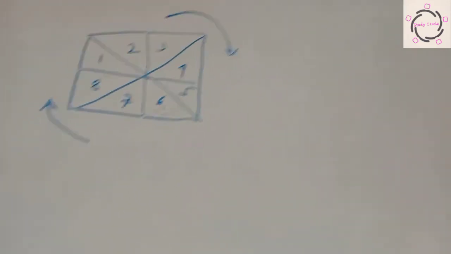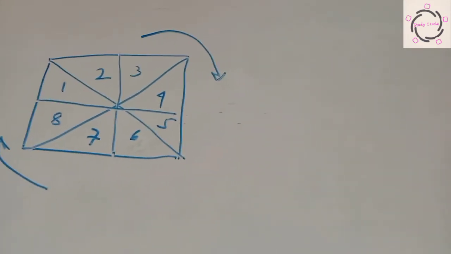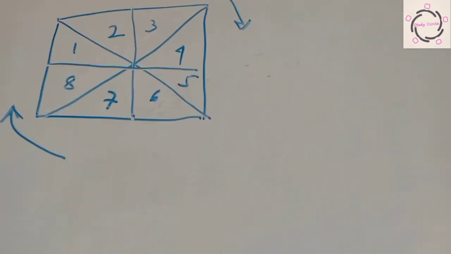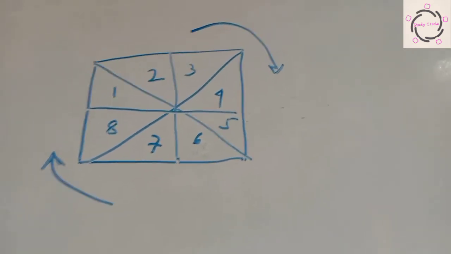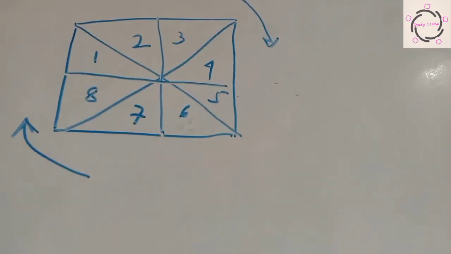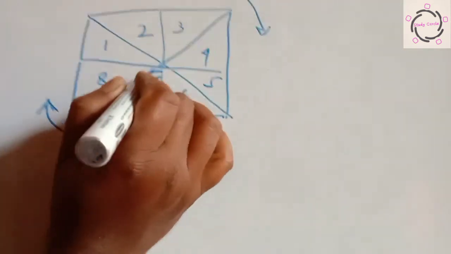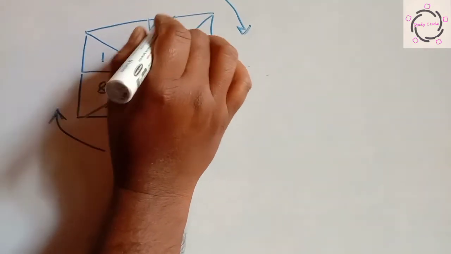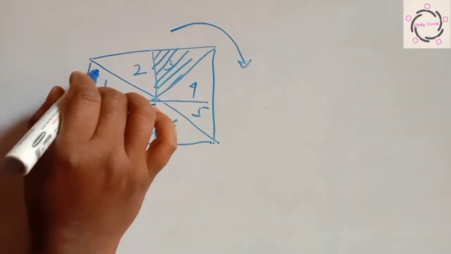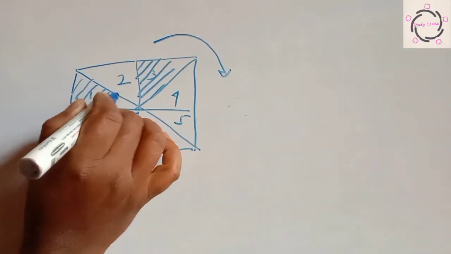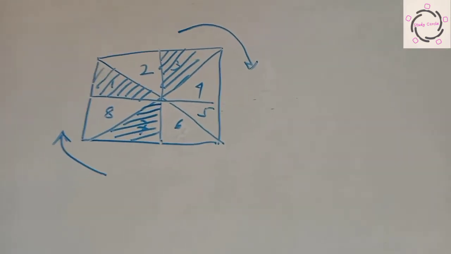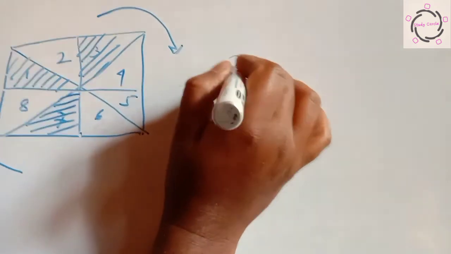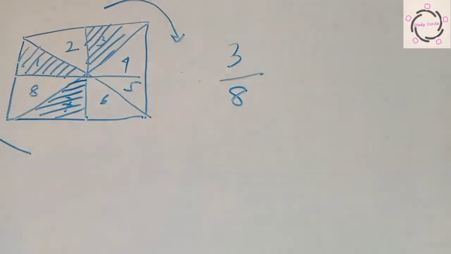Now out of 8 parts, suppose you are told to mark 3 by 8. So that means out of 8 parts, you should take 3 parts. So any 3 parts you can take, that has to be shaded. So I am taking this one, for your easy understanding. I have taken these 3. So here I should write 3 by 8.